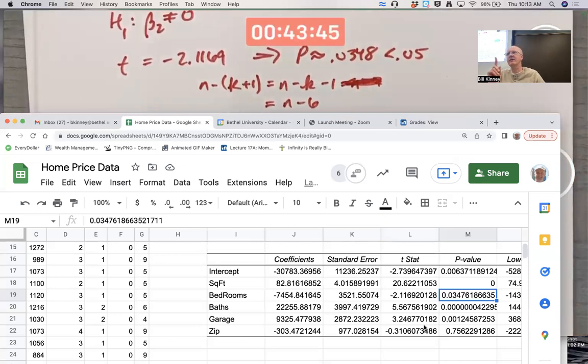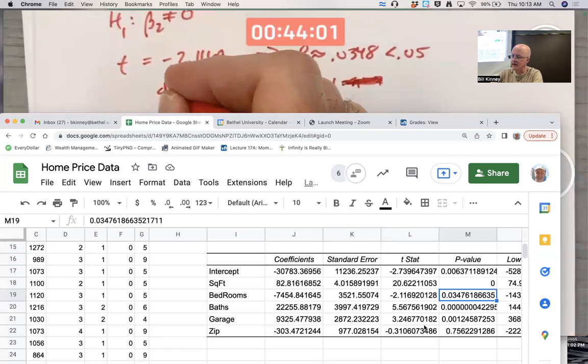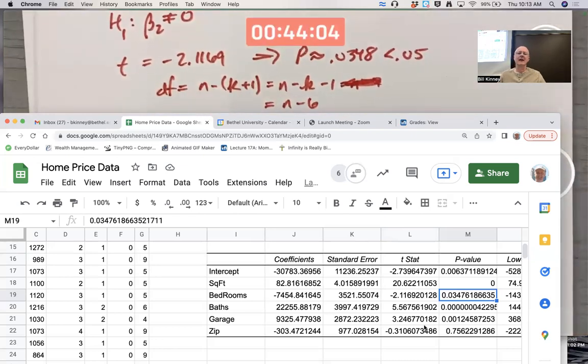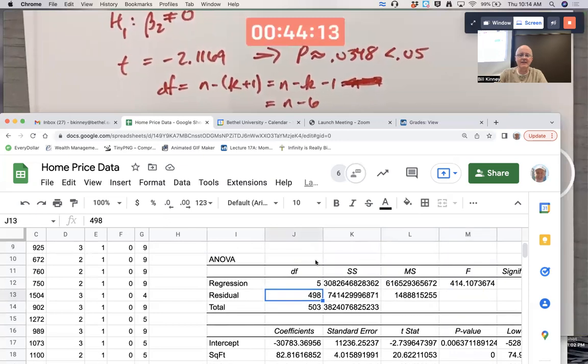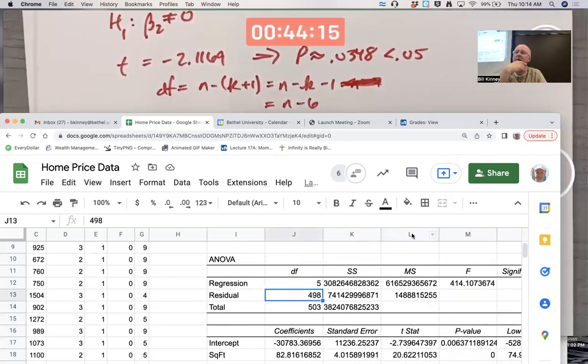When you've got 1 explanatory variable, it's n minus 2. When you've got 2 explanatory variables, it's n minus 3. 3 explanatory variables, it's n minus 4. 4, it's n minus 5. 5 explanatory variables, you've got n minus 6 degrees of freedom. This is the DF here. N here is 504, so n minus 6 is 498. 498 degrees of freedom. Hey, look at that, 498 in the Anova part.